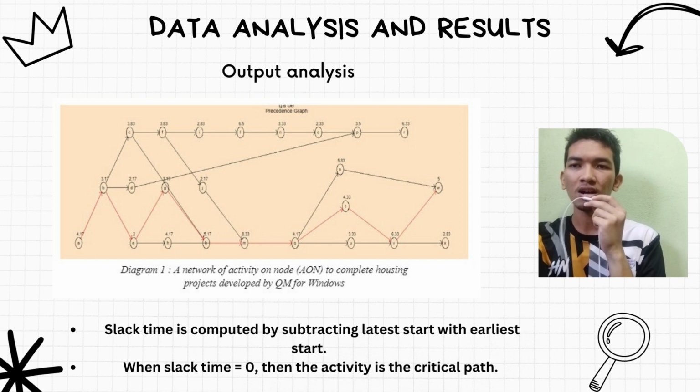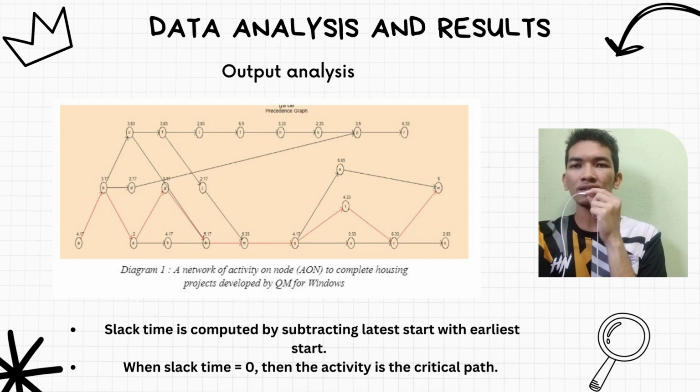Next section is data analysis and results. In this section, we apply QM for Windows software to assist us in developing the PERT chart AON diagram for the project. For operations management, quantitative methods, or management science, QM for Windows offers mathematical analysis. It includes computation techniques for PERT or CPM, linear programming, decision analysis, transportation problems, game theory, and other issues.